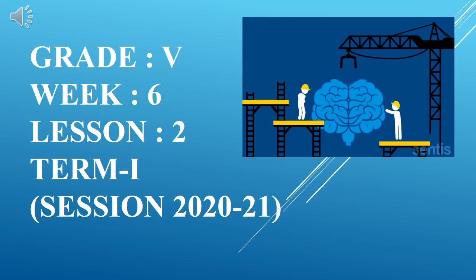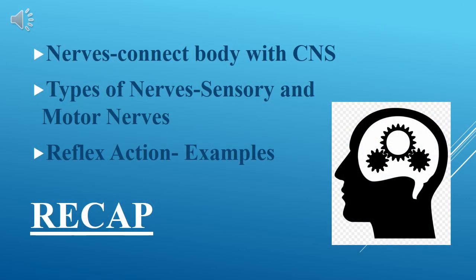Let's start today's session with a quick review. In the previous class, I explained nerves and their functions to connect the central nervous system and all the body parts. I also told you the differences between sensory and motor nerves in detail. Reflex actions were defined and explained thoroughly with the help of many examples from our daily life. I assigned you a worksheet and related question as well.